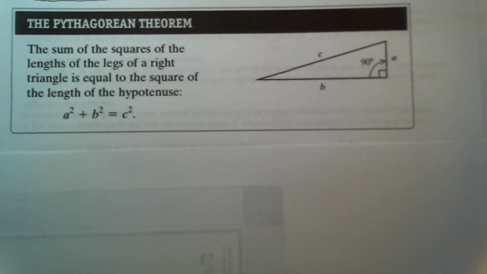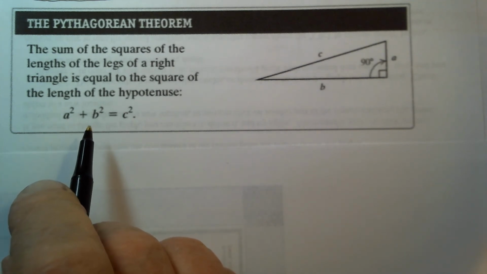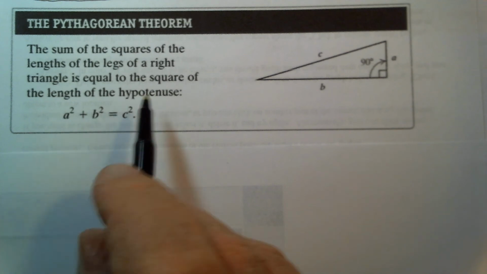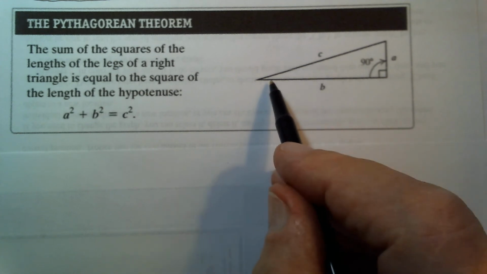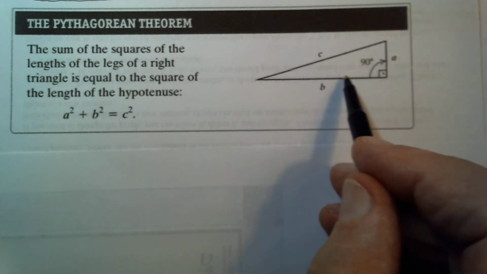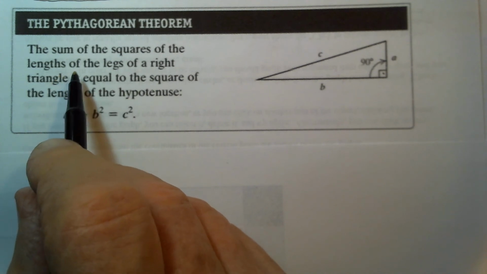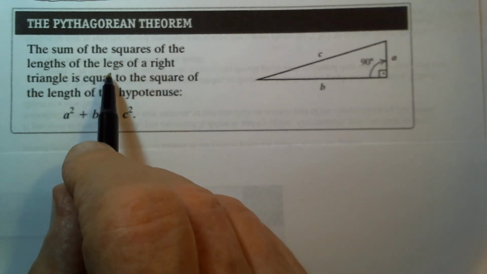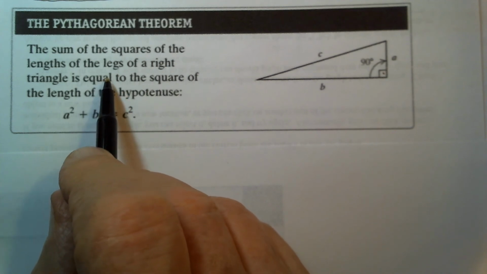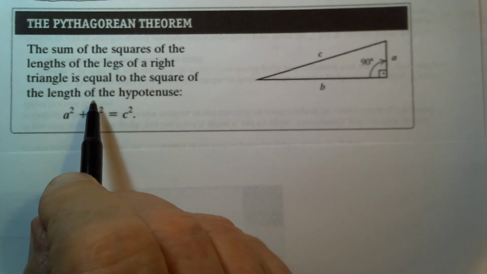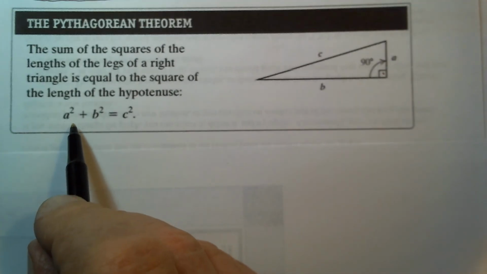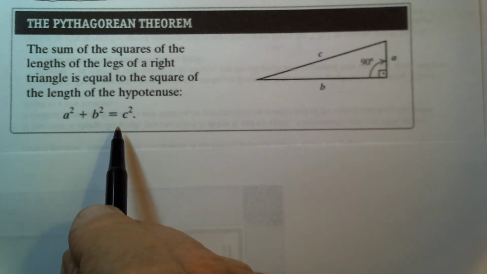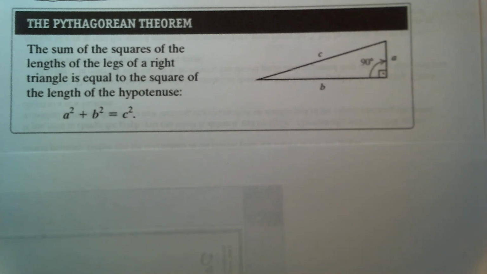The next concept is one that you've probably seen before, the Pythagorean theorem. Most people have heard about it, some even understand it. You have a right triangle here with a hypotenuse c, and then the two legs a and b with a right angle between the two legs. What this says is that the sum of the squares of the lengths of the legs of the right triangle is equal to the square of the length of the hypotenuse. So the very famous formula: a squared plus b squared equals c squared. Very basic one, and now we're going to learn how to apply that.